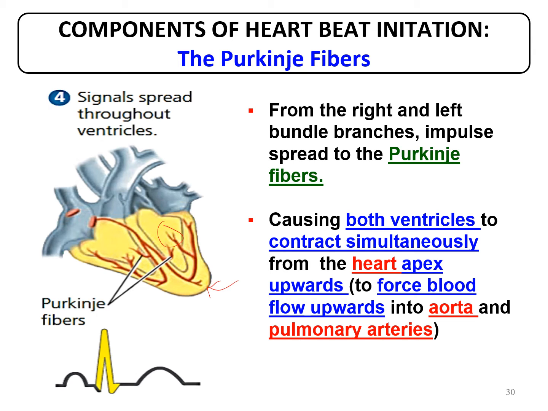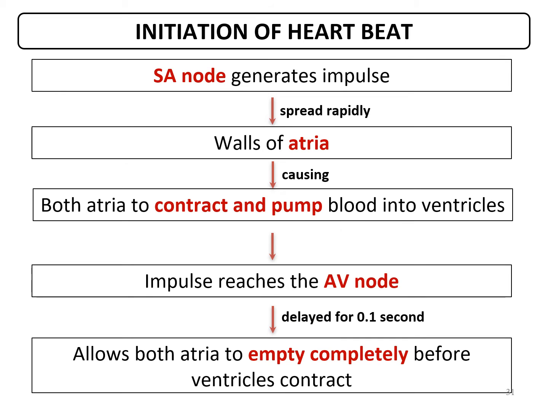Okay, this is the end of the heart. The ventricles should contract from the apex upwards, not from the middle parts. The contraction from the apex will ensure all of the blood in the ventricles is pumped into the aorta or pulmonary arteries. This flow chart shows the flow of the impulse generated from the SA node.